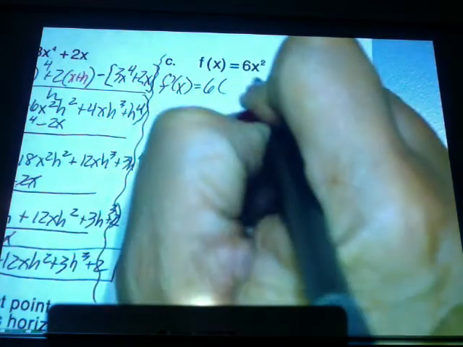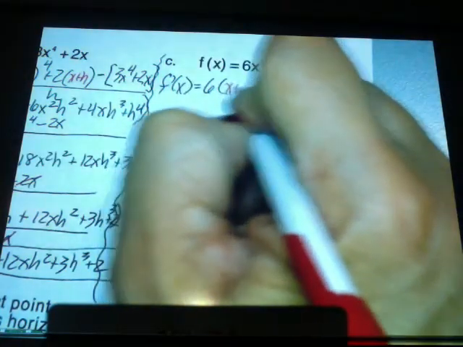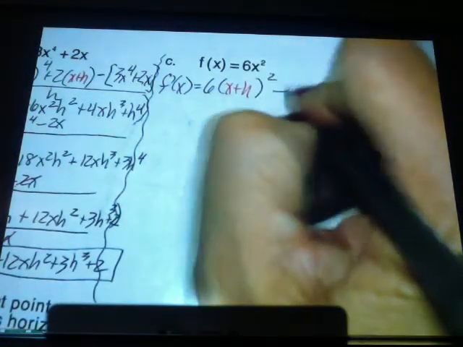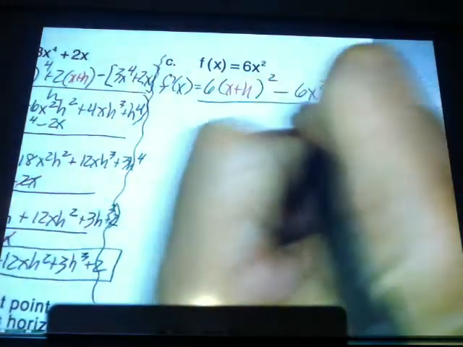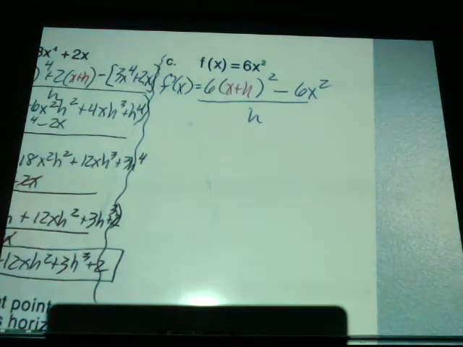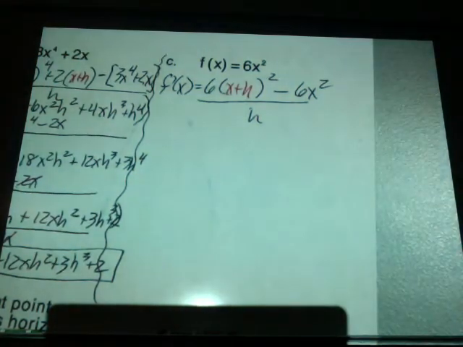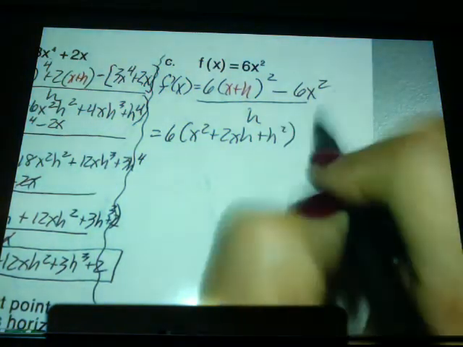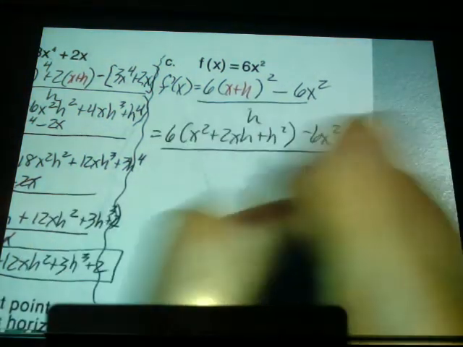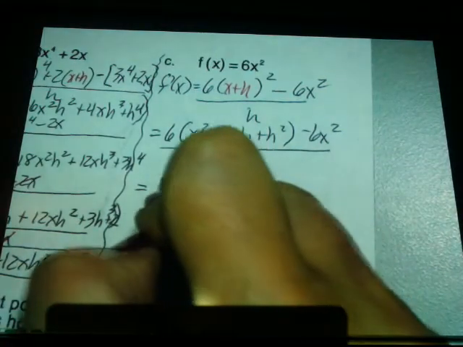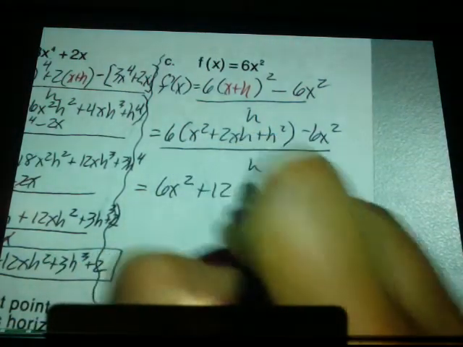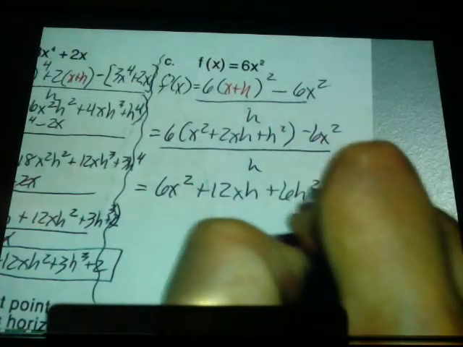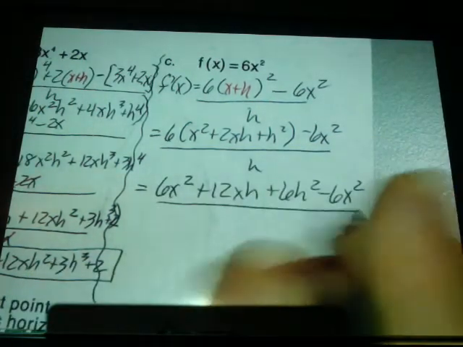So the derivative is 6 times x plus h squared minus just 6x squared, right? All over h. So square your x plus h, 6 times x squared plus 2xh plus h squared, you should be good at that by now, minus 6x squared, all over h. Distribute your 6x squared, plus 12xh, plus 6h squared, minus 6x squared, all over h.